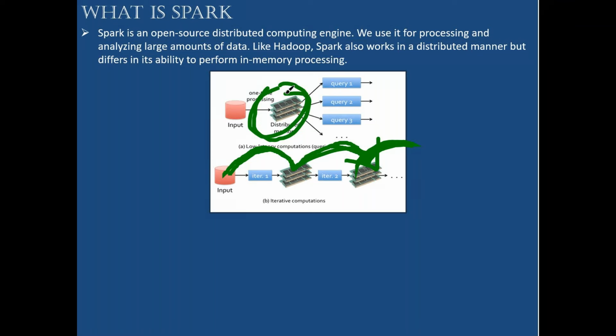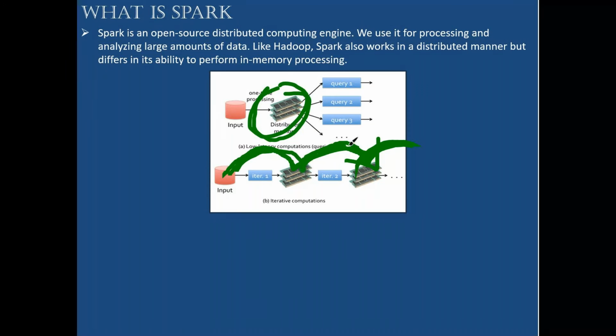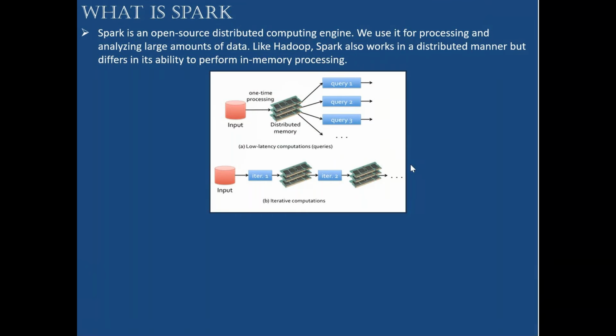So second example, I'm saying, the first time you read data from disk, the second time onwards you store it in the memory, and it will be faster for processing. That's why, remember, Spark also works in a distributed manner but differs in its ability to perform in-memory processing. Spark is able to perform data processing in memory. That's why it is faster.